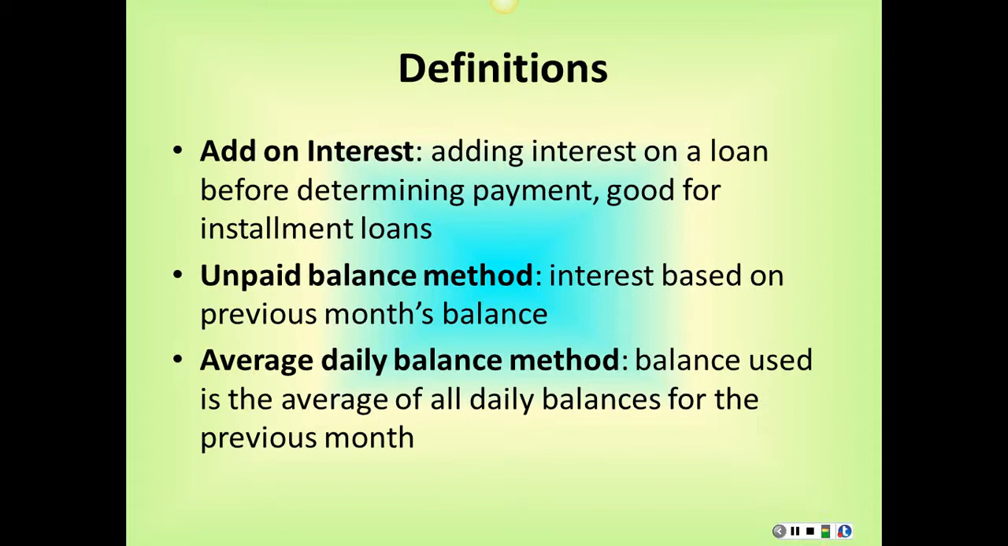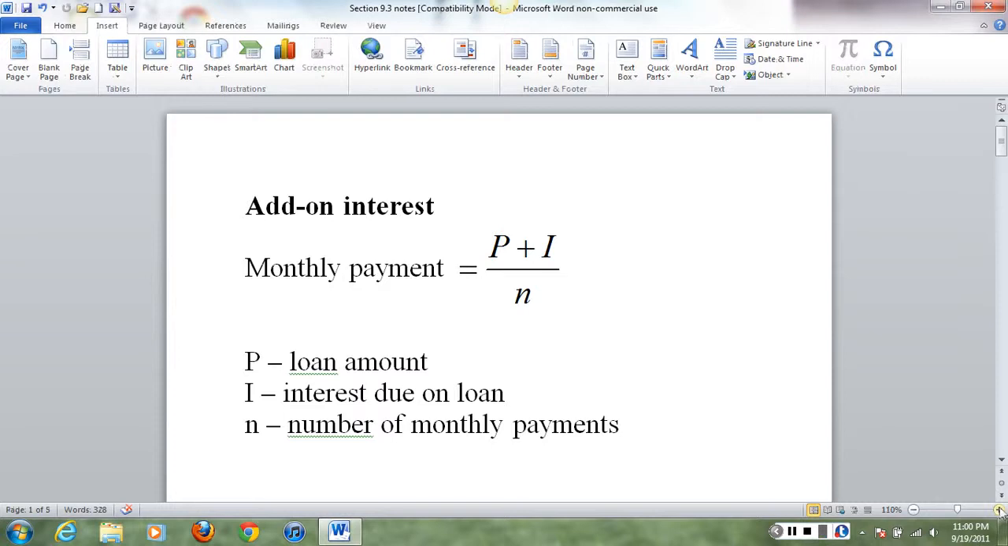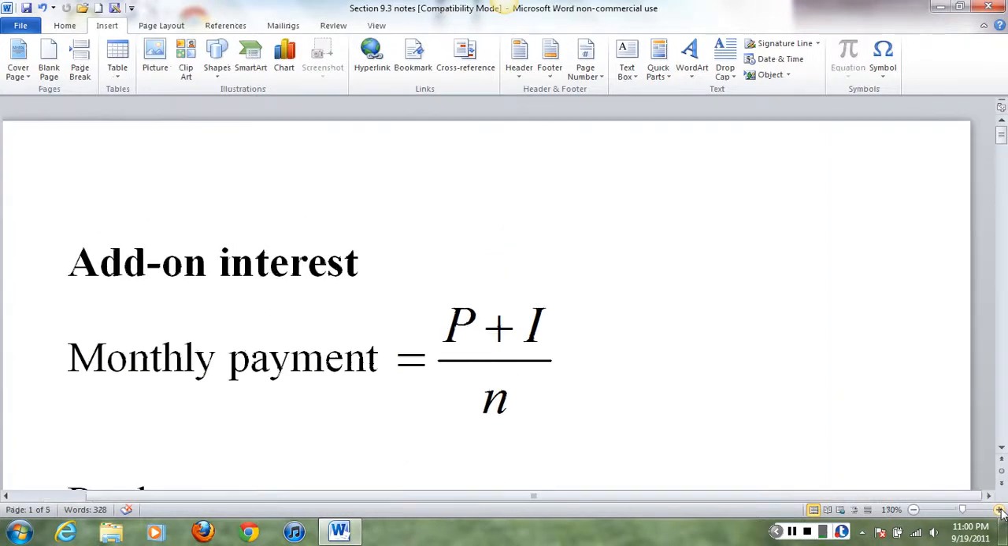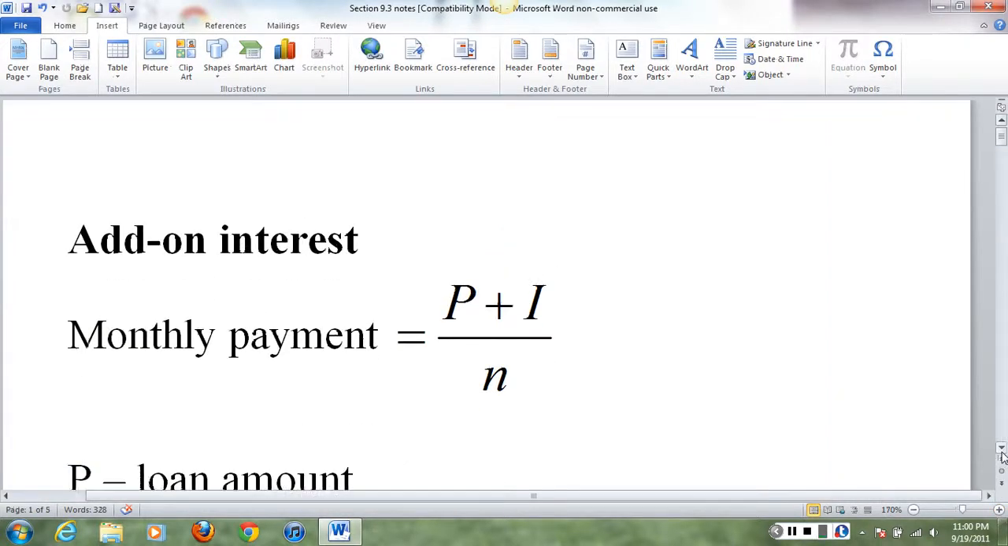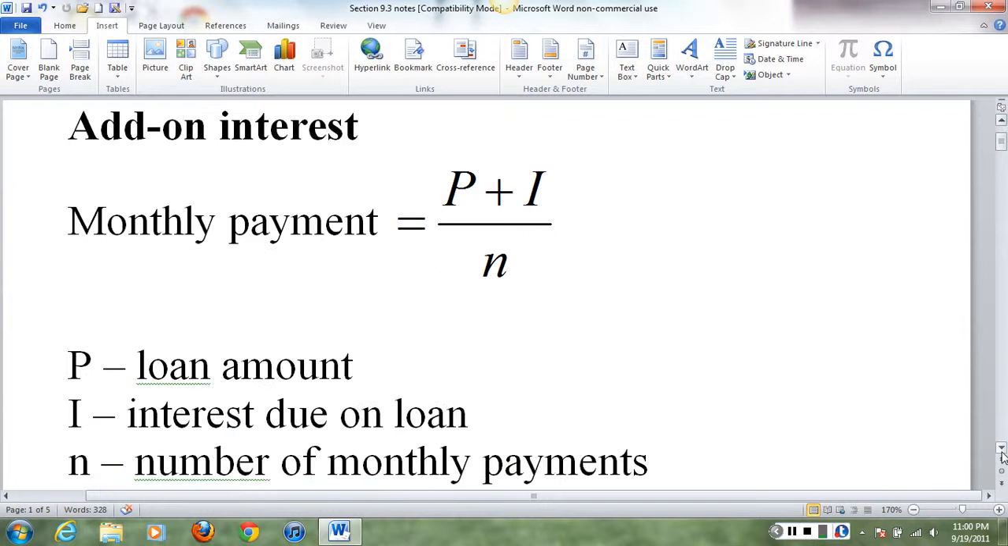So we're going to go over an example for each one of these. So add-on interest. To find the monthly payment, as I said before, it's the principal plus the interest divided by n, the number of months that you'd be paying. So for example, don't always think it's going to be 12. If you're paying over a 2-year period, that's 24 months. So in that case, n is 24.